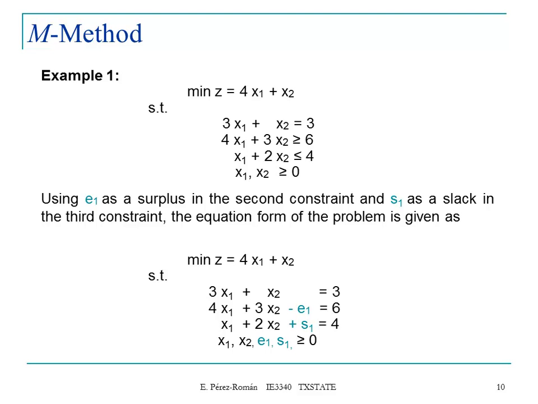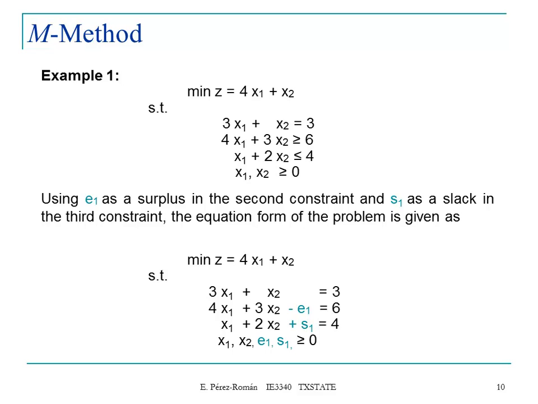So let's start with this problem. This is a problem you have seen before, I believe, in one of the homeworks. This is a two-variable minimization problem, and you see that we have different constraints. One is an equality, one is a greater or equal constraint, and this one is a less than or equal constraint.